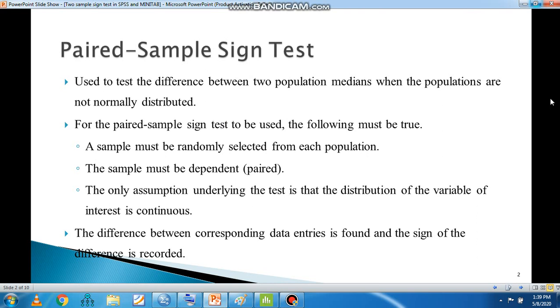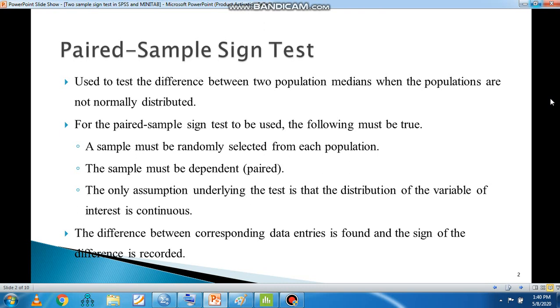What is this sign test? It is used to test the difference between two population medians when the populations are not normally distributed. As we have already discussed, we will use the non-parametric test regarding the median values, not the mean values.